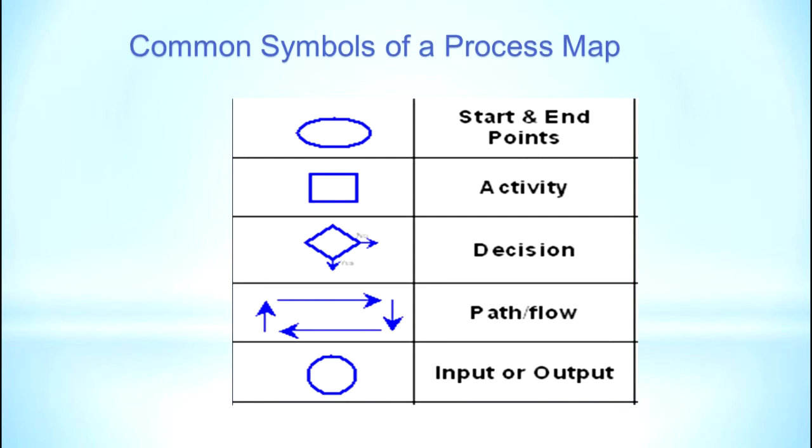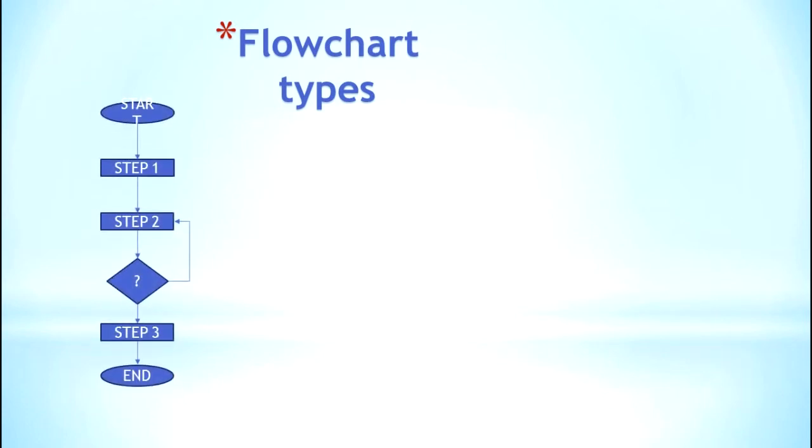Arrow. The arrow indicates the path or direction of flow within the process. Circle. The circle is represented with an input or output in the process. We have more details. The flowchart types are: vertical format. In it, the flow and sequence of operations goes from top to bottom. It's an ordered list of the operations of a process with all the information deemed necessary by purpose.